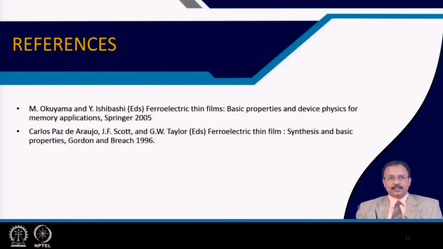So, there are two good books on ferroelectric thin film memory. They are basic. I am not giving any study material, because I just wanted to introduce this important topic to you. So, there is not as such any study material, but if you are interested, these are two excellent reference books exclusively on ferroelectric memories, and people who are interested to do research in this area might find these books quite useful.